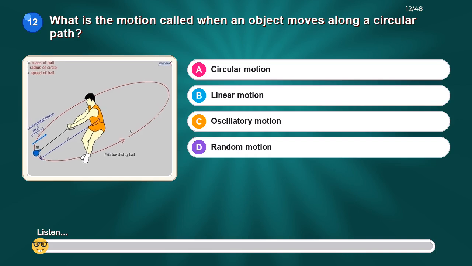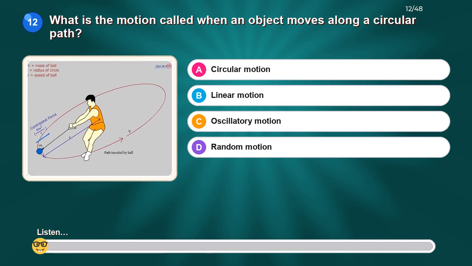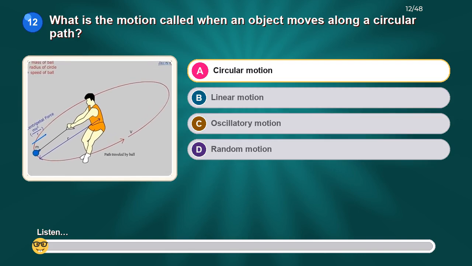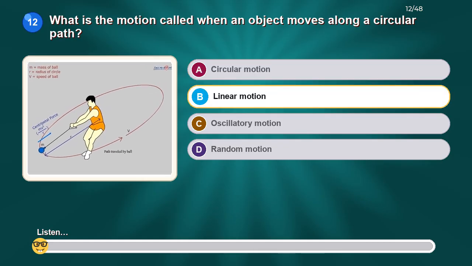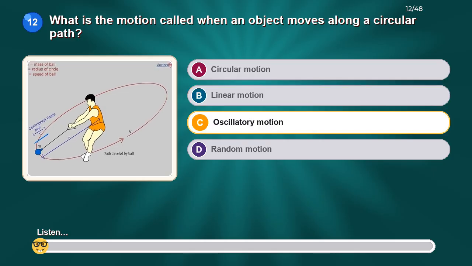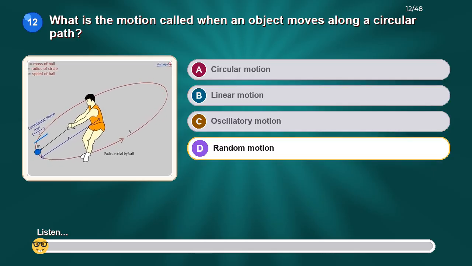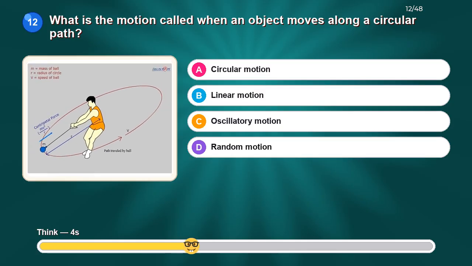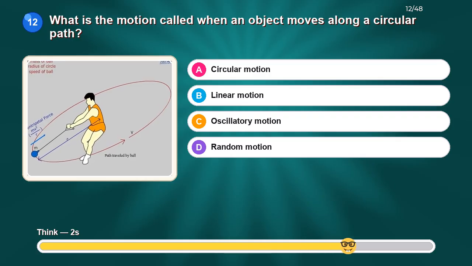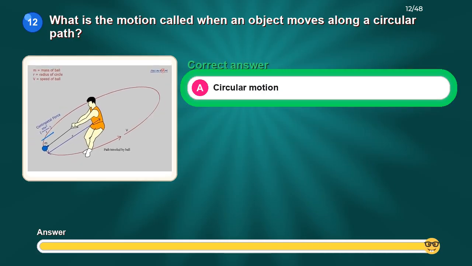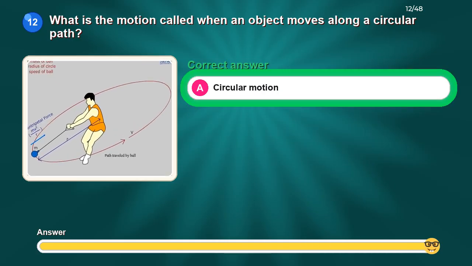What is the motion called when an object moves along a circular path? Option A, circular motion. Option B, linear motion. Option C, oscillatory motion. Option D, random motion. The correct answer is circular motion.